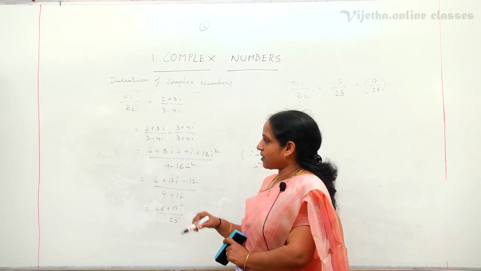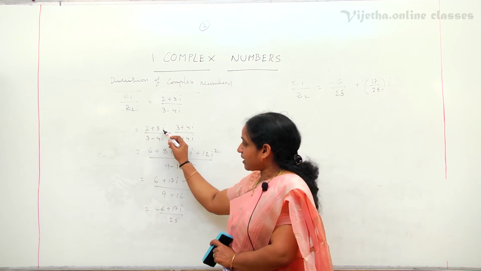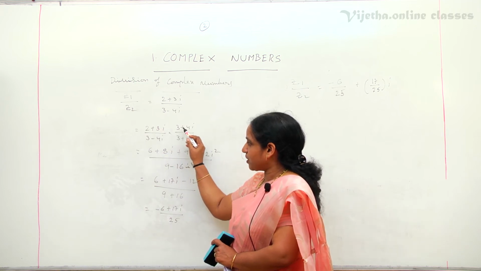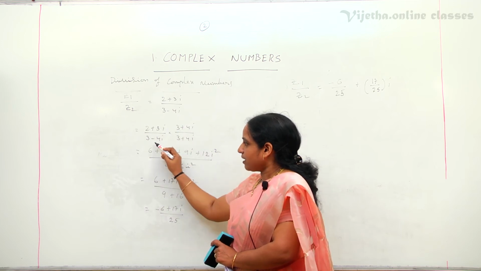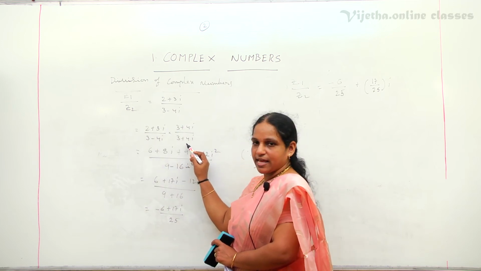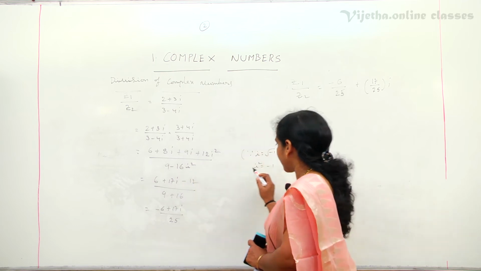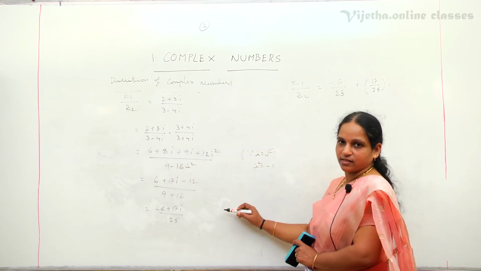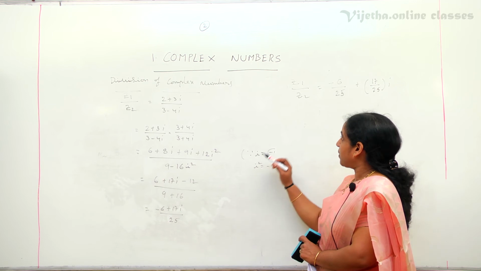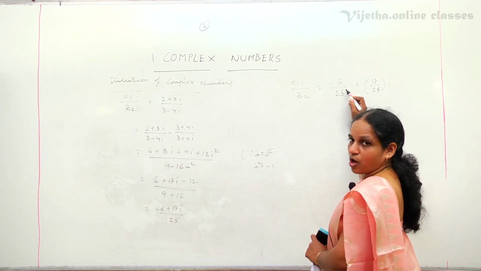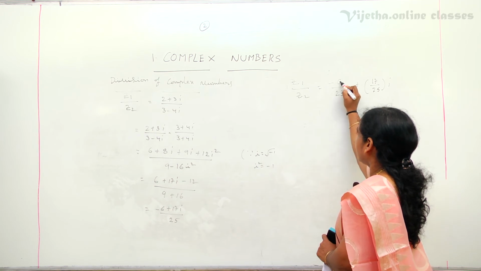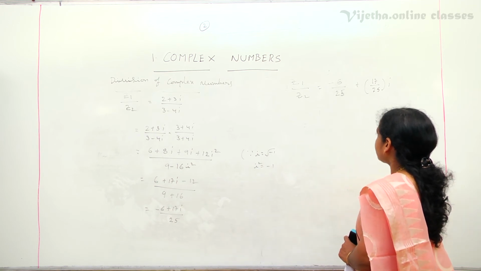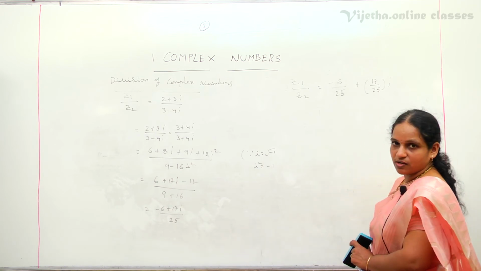In the numerator, apply multiplication of two complex numbers. Here a minus b into a plus b, again a square minus b square. We know that i square equals minus 1. Z1 by Z2 equals, again a complex number. In this example that value is minus 6, so minus 6 by 25 plus 17 by 25 into i.